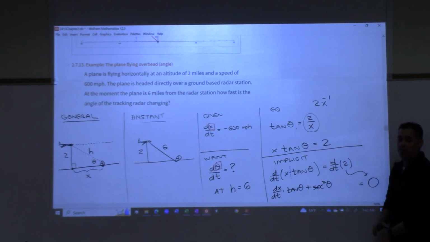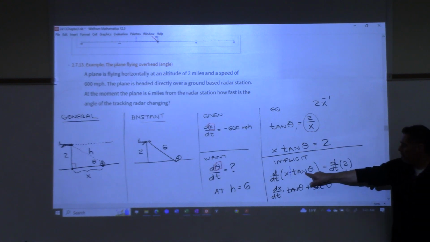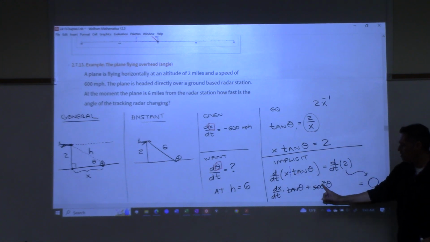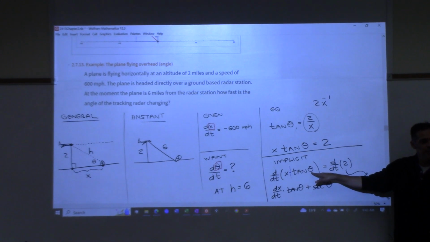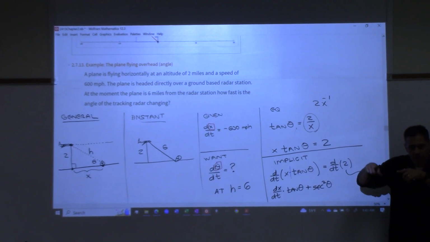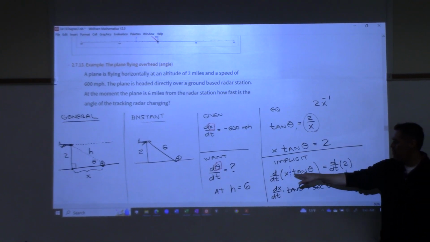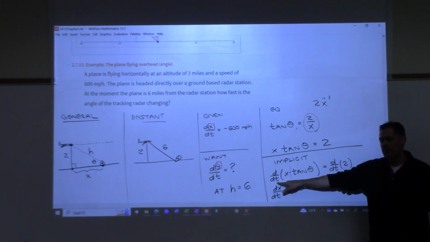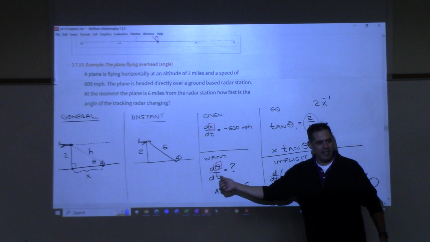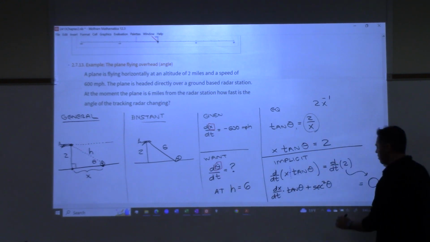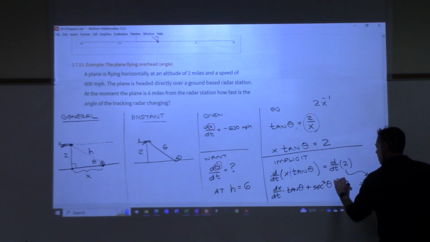But are you done? Are you done taking the derivative? You have the chain rule here, right? The derivative of tangent of something is secant squared of that something. You still have to take the derivative of theta, don't you? The inside, the argument. What's the derivative of theta with respect to t? d theta dt. And see, we need that to show up, don't we? So d theta dt is the next part.